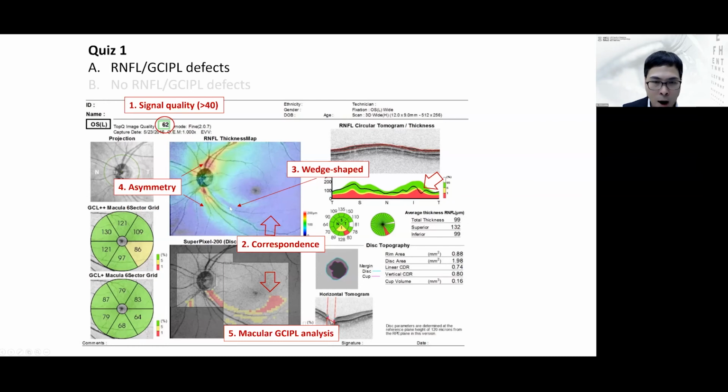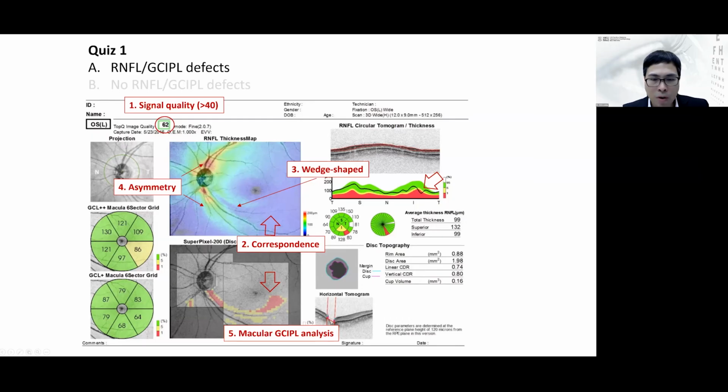So we have a wedge-shaped, triangular pattern of retinal nerve fiber defects in the thickness map. We also have correspondence, meaning that the deviation map or probability map shows up in red, corresponding to the abnormal thickness in the thickness map. And we do have a certain degree of asymmetry. The superior retinal nerve fiber layer is thicker than the inferior retinal nerve fiber layer.